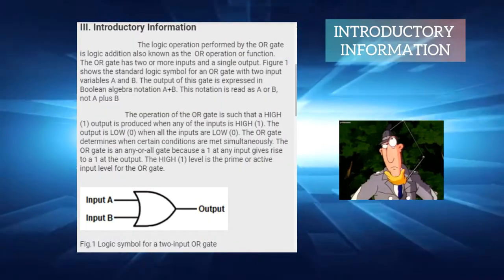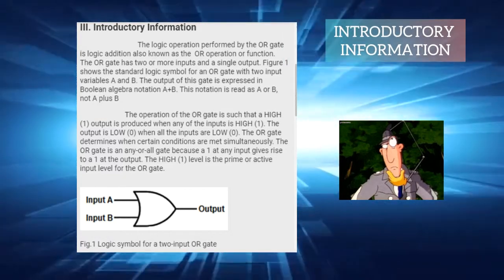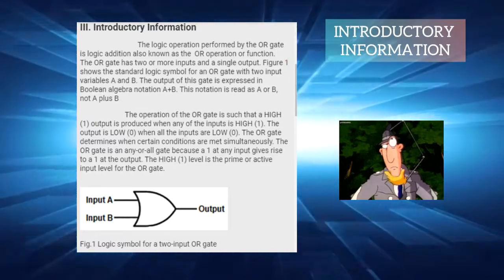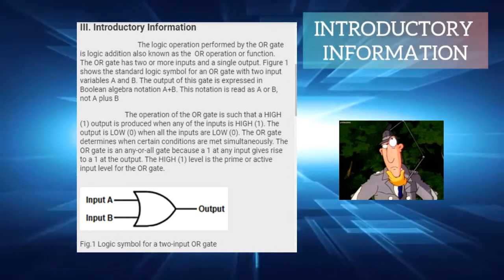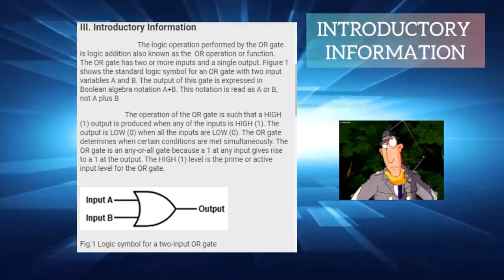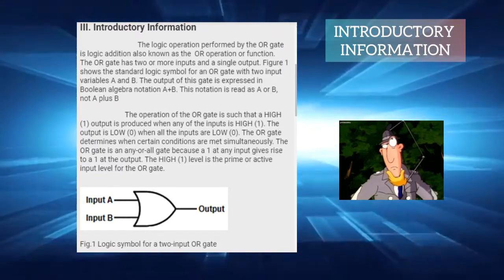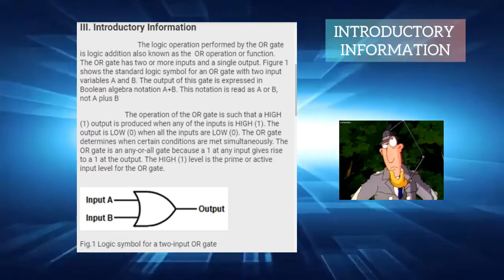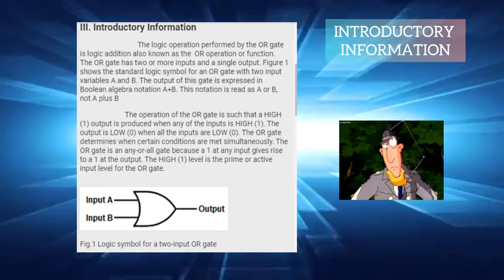Here is some introductory information about the OR gate. An OR gate is a logic gate that performs logical OR operation. A logical OR operation has a high output if one or both of the inputs to the gate are high. If neither input is high, then we will have a low output result. The OR gate has 2 or more inputs and a single output. Here we can see a logic symbol for a 2-input OR gate: input A, input B, and the output.